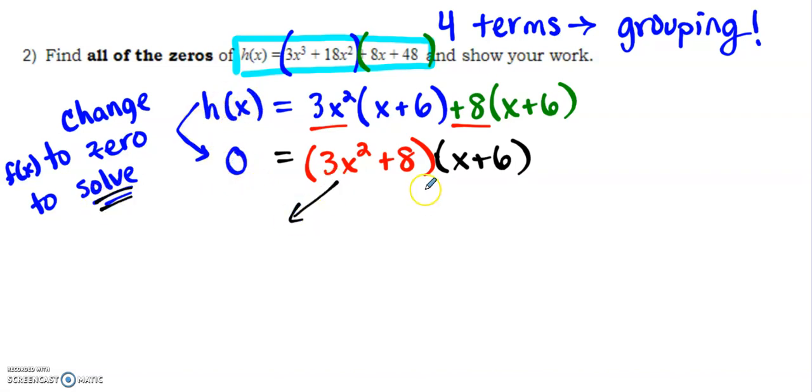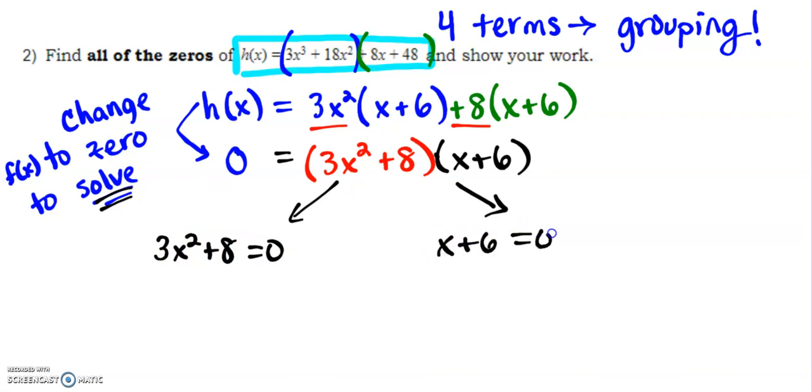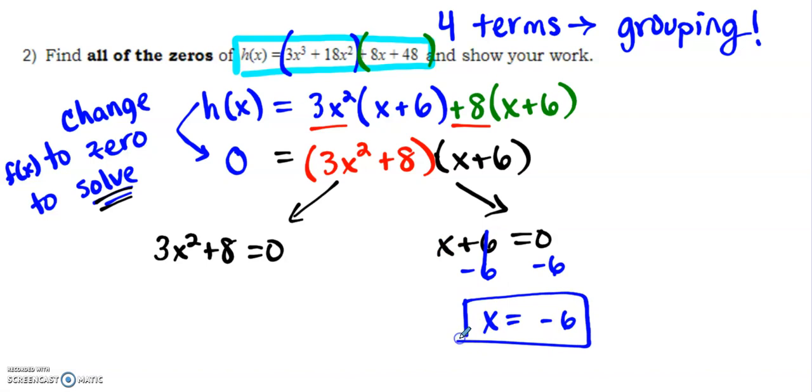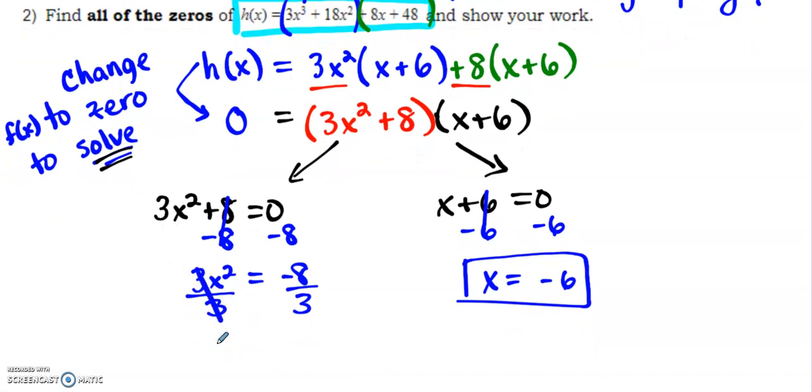And then we set each of our factors equal to 0. So 3x squared plus 8 equals 0, and x plus 6 equals 0. And I'm going to do this one first because I just need to subtract 6, and then now I know that x equals negative 6. So that's one of my answers, and I know I need 3 in total. So then over here, I need to subtract my 8 first. 3x squared is going to equal negative 8. And then I'm going to divide by 3. So I get x squared equals negative 8 over 3. And I'm going to leave that as a fraction.